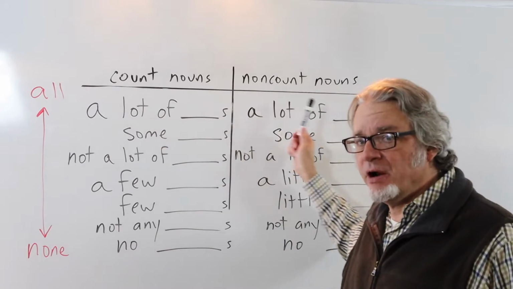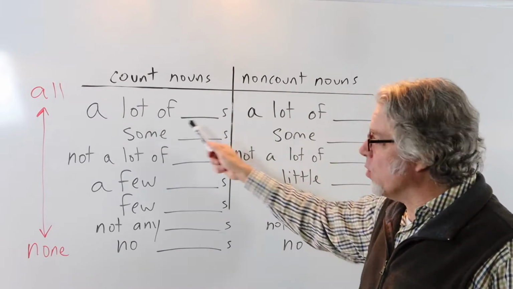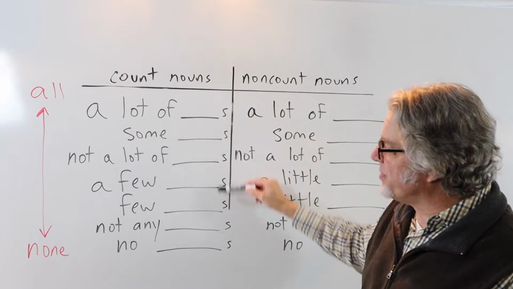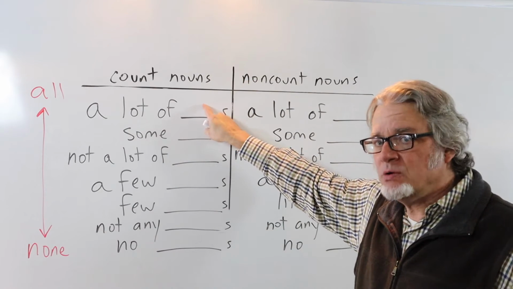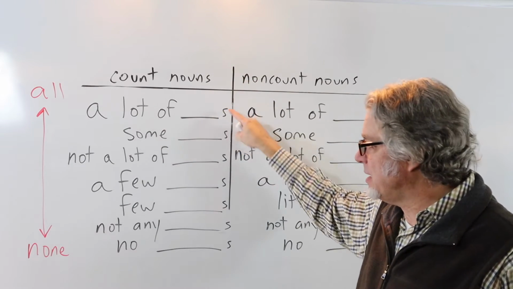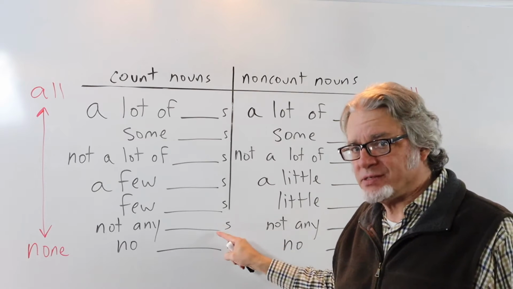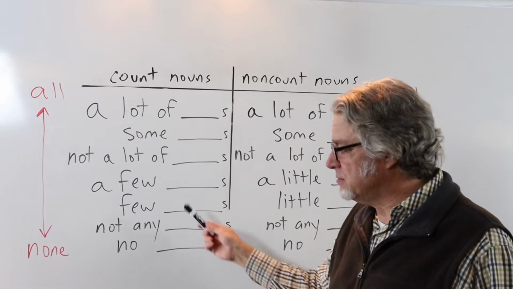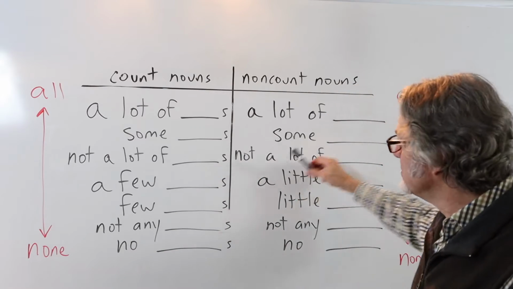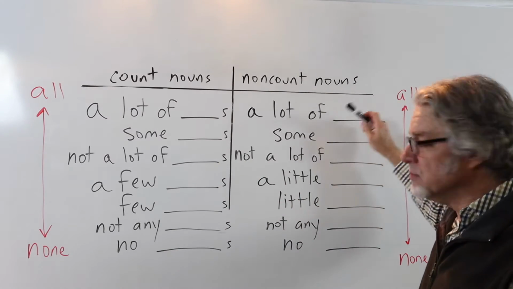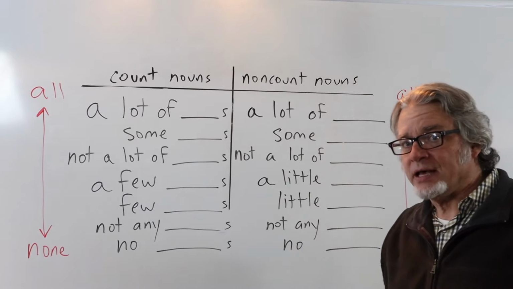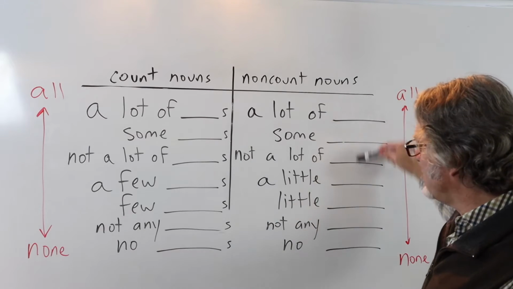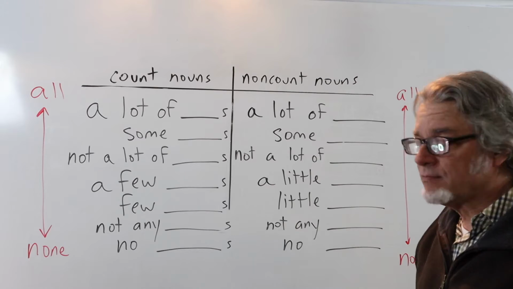There are some similarities between both categories. Notice that with count nouns, the noun in this position ends in an S. This would be plural, even when talking about zero. And non-count nouns don't take an S when using the noun.